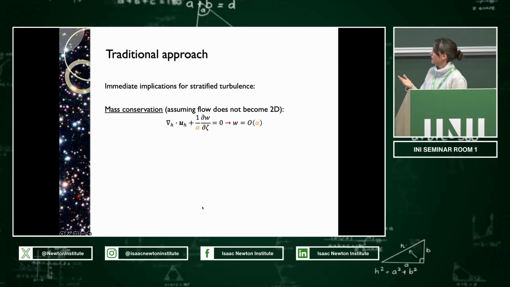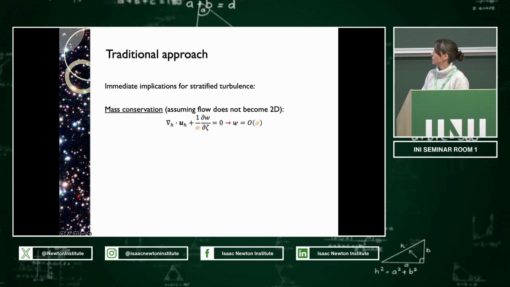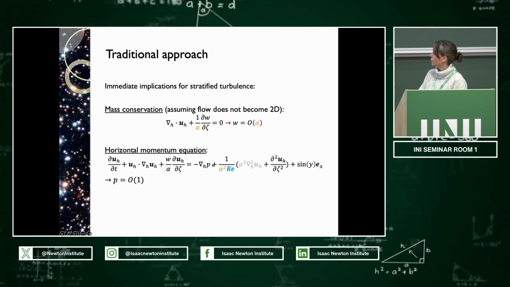So the implications of that are then a little domino problem. You start with mass conservation, and you look at it, and you realize, well, that's not going to work unless the vertical velocity field itself is small. So immediately from there, you get that the vertical velocity has to be of order alpha. You then look at the horizontal momentum equation, and I've highlighted things that are small or big. On the left-hand side here, everything is of order 1, because w over alpha is now of order 1. And then you have these terms there. That tells you that the pressure has to be of order 1.